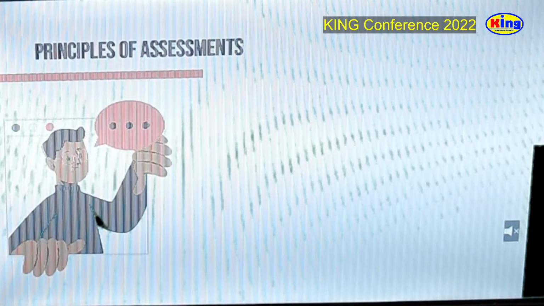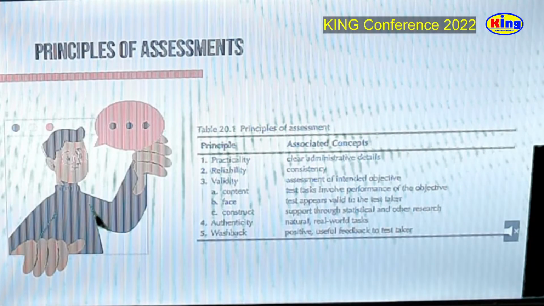Okay, now let's see the principles of assessment. This is the summary of all that we have talked about: the principle, then the associated concept. Number one, practicality is clear administrative details; reliability is consistency; validity: content, face, and construct. Content validity means the test tasks involve performance of the objective; face validity means the test appears valid to the test taker; construct validity is supported through statistical and other research. Authenticity is natural and real-world touch. And the last one, washback, is positive, useful feedback to the test taker.